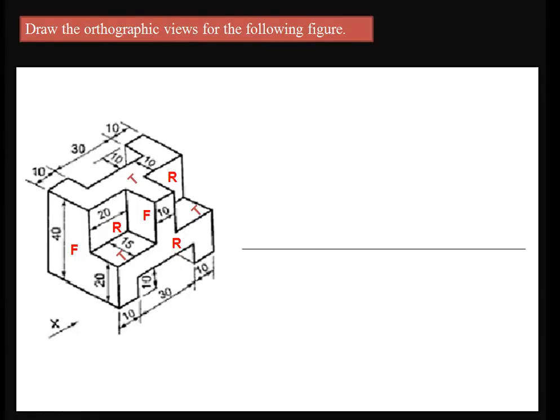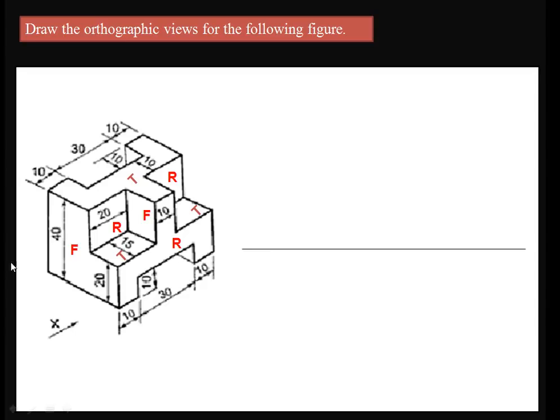So in this video again I would like to explain how to analyze the orthographic views and how to draw the orthographic views, which means front view, top view and side view. So this is an isometric view for a product. For this product we need to draw the orthographic views, meaning the front view, the top view, and the side view.